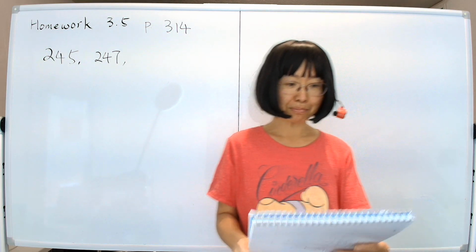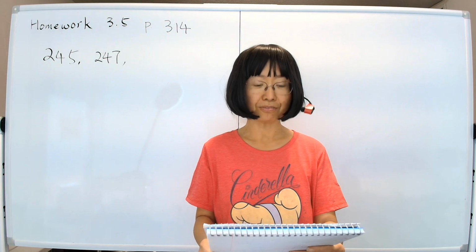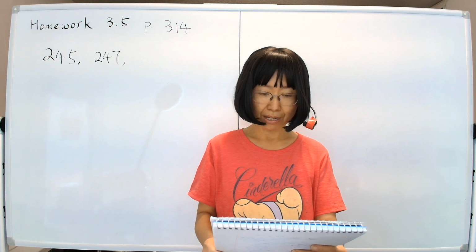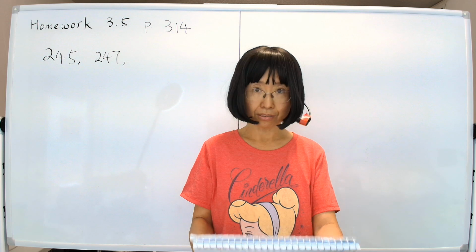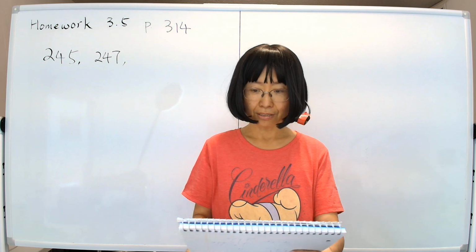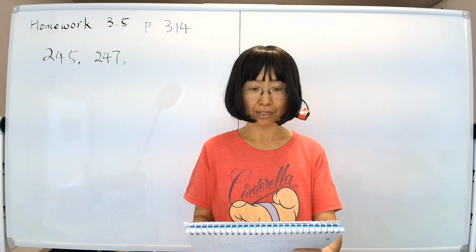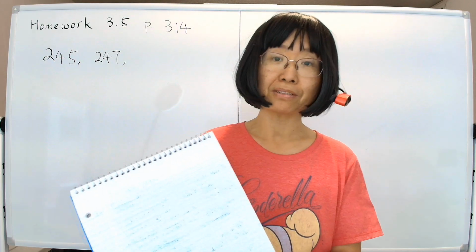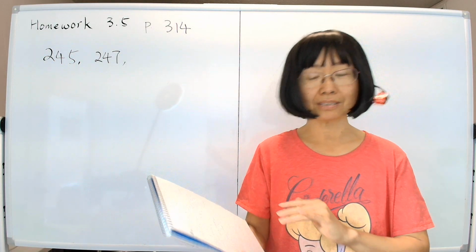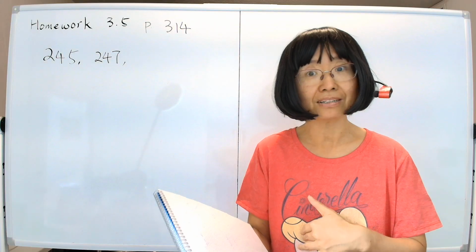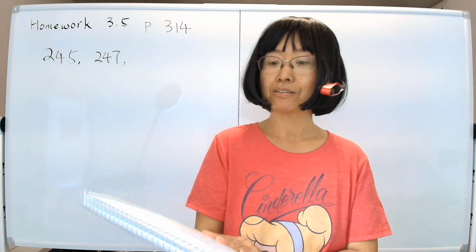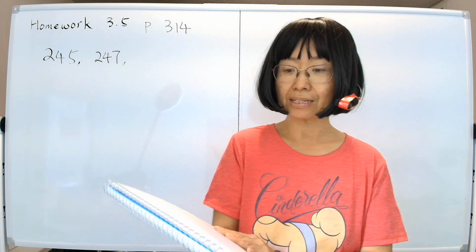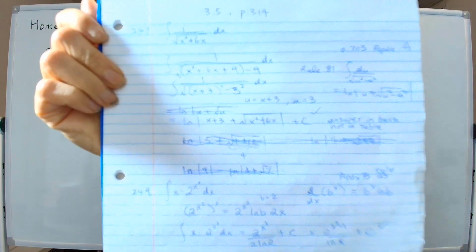Next, let's look at problem 247, where we have a situation here with the square root of a bunch of stuff. The trick is that let's do the completing the squares thing again, to be able to use the table. The problem says use the table to solve this. Well, first we got to make it look like the table somehow. To make it look like a table, we'll do completing the square.